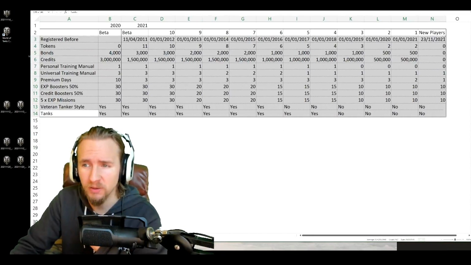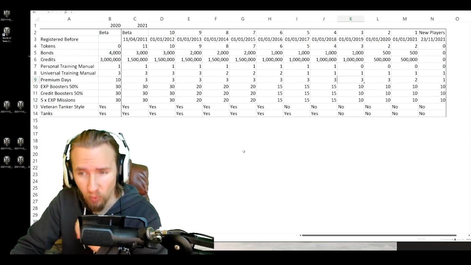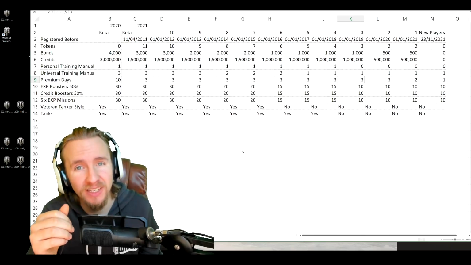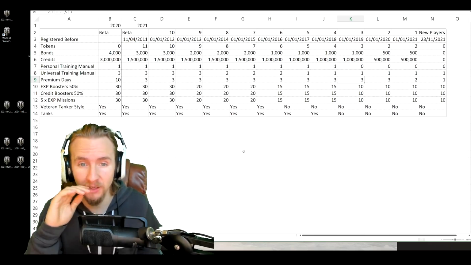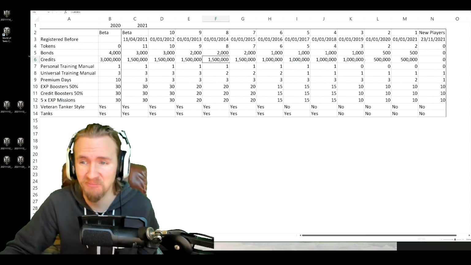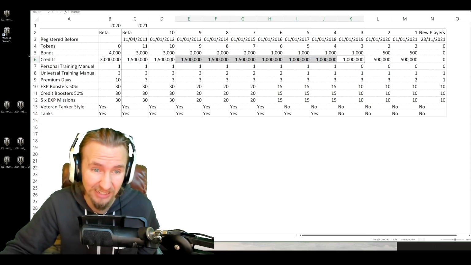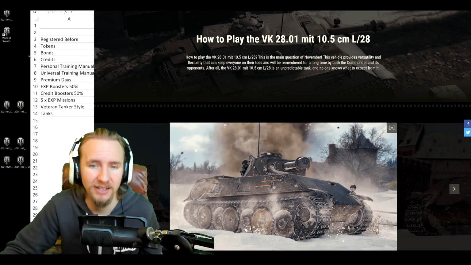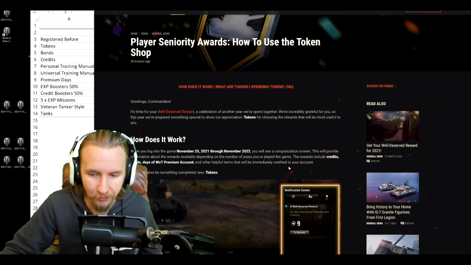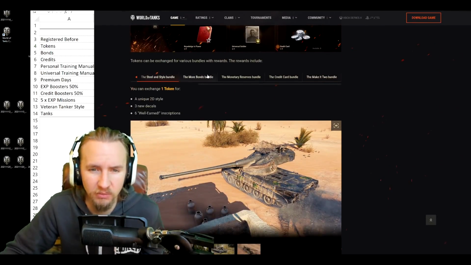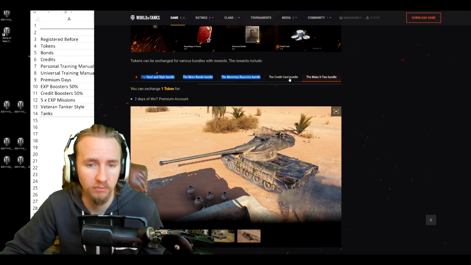Let me know what you think about this year's well-deserved reward in the comments down below. Are you looking forward to getting your hands on the VK2801 with the 105mm? Or are you just looking forward to casually logging in and getting, more or less, for most players, at least 1 million credits and getting a load of tokens to be able to spend inside this new seniority awards store? And what are you going to purchase? What do you think is the best thing to be able to purchase for your tokens? What are you interested in?